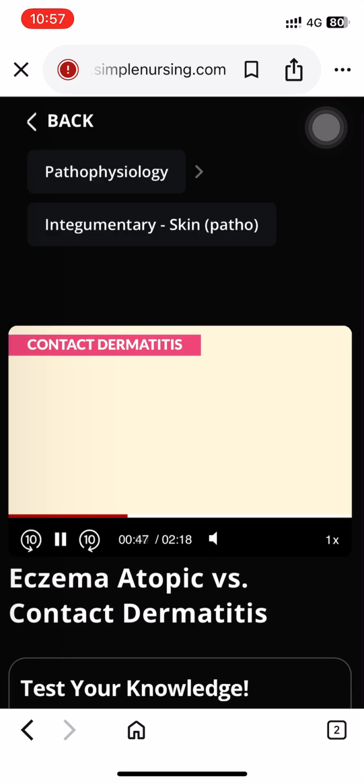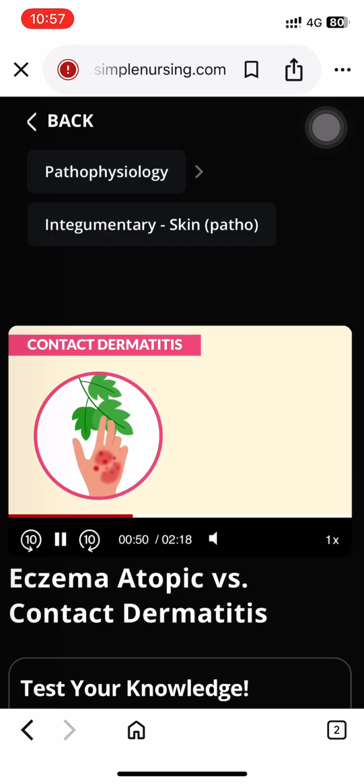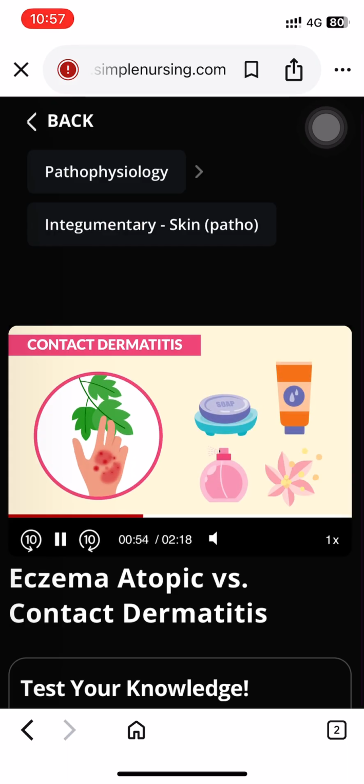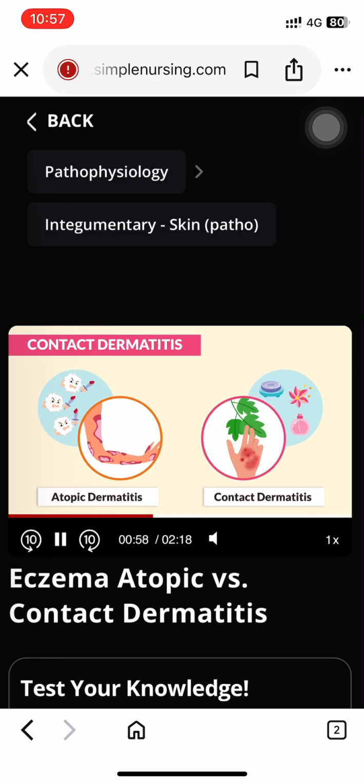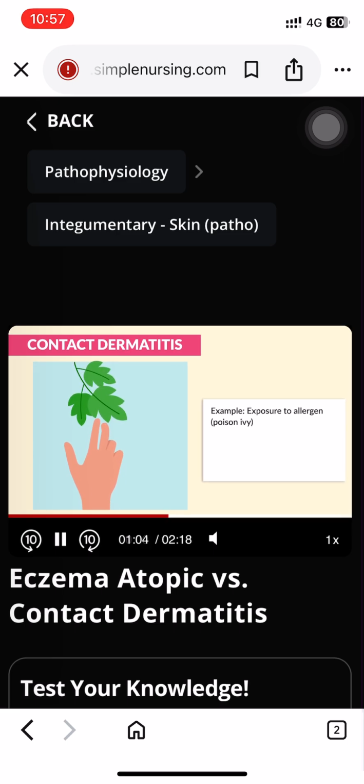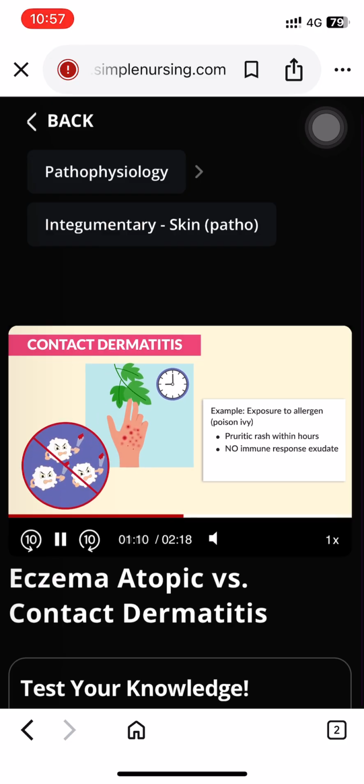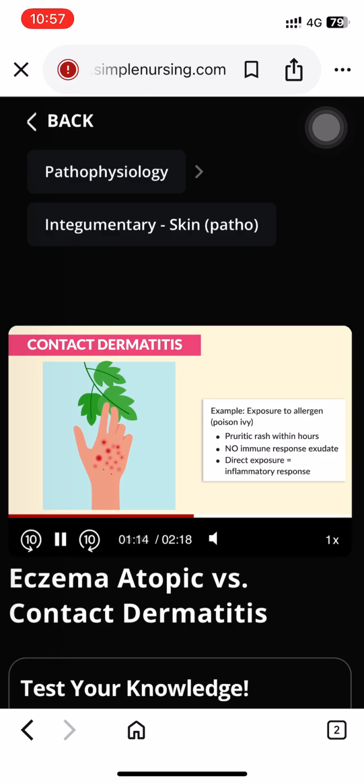Now for contact dermatitis, this is a condition that makes skin red or inflamed after contact with an allergen or irritant. Now it's very different than atopic dermatitis in that it's caused by an irritant outside the body. For example, an exposure to an allergen like poison ivy. So we see a pruritic rash within hours. There's no immune response necessarily, because it's direct exposure and an inflammatory response.